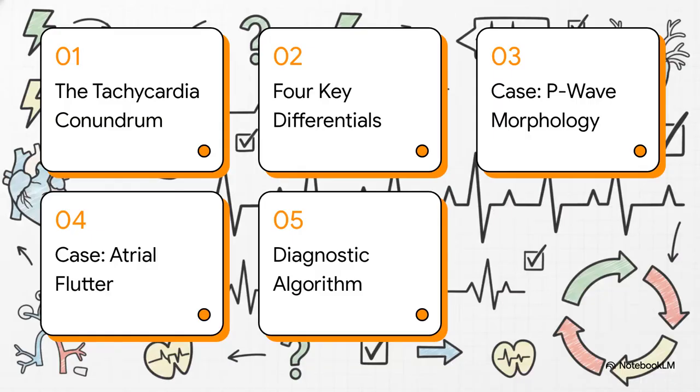So, here's how we're going to break it all down. First, we'll lay out the basic problem, what I'm calling the tachycardia conundrum. Then, we'll define the four main possibilities. After that, we'll apply what we've learned to a couple of case studies, really focusing on P-wave shapes and that tricky atrial flutter. And finally, we'll wrap it all up into a neat diagnostic algorithm you can use.